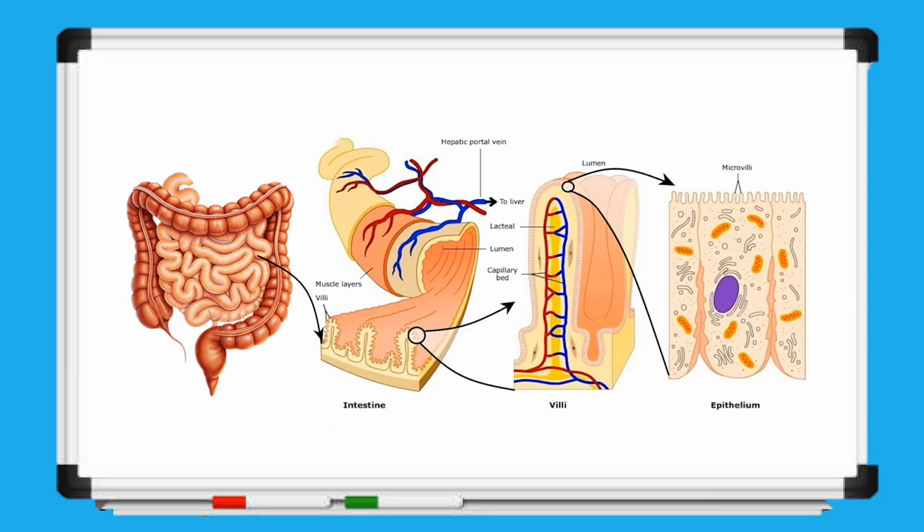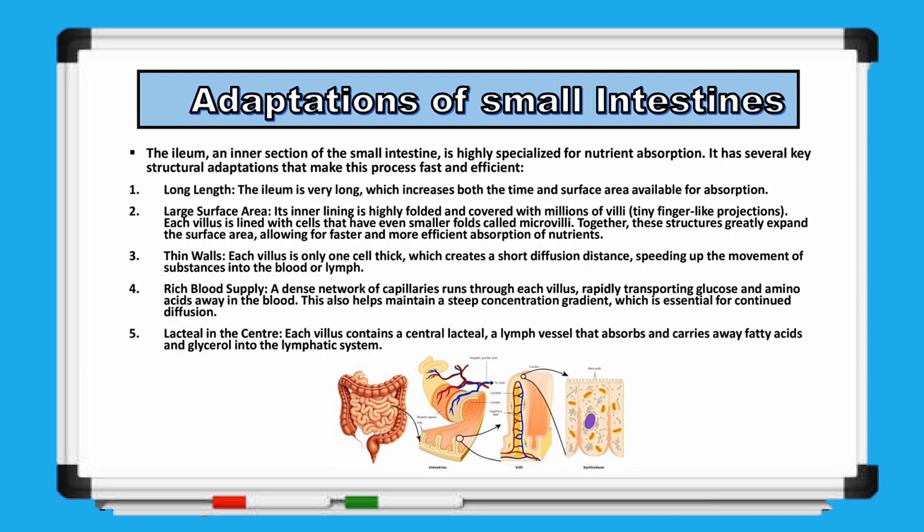So, overall, this diagram shows how the villi and microvilli of the small intestine massively increase surface area and enable efficient absorption. Nutrients move into either the blood capillaries or the lacteals, and from there, they are transported to the liver or into the lymphatic system. So, let's talk about some specific adaptations of the small intestine, especially the ileum, which is the inner section specialized for nutrient absorption. The ileum has several important features that make absorption both fast and efficient.